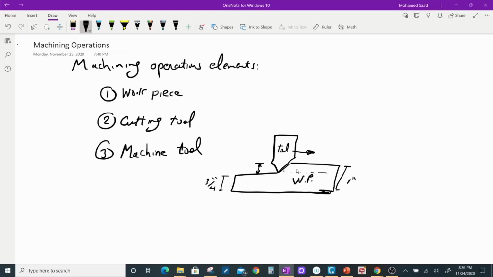So this is the workpiece, this is the tool, and the mechanical structure that links these two, and let's make it look like an electric circuit here, which is like that, let's say, is the machine tool.